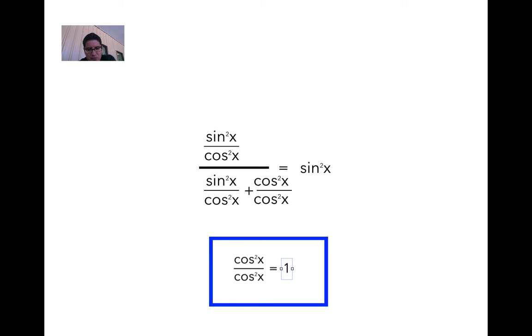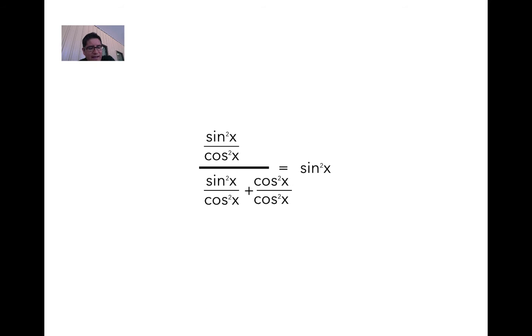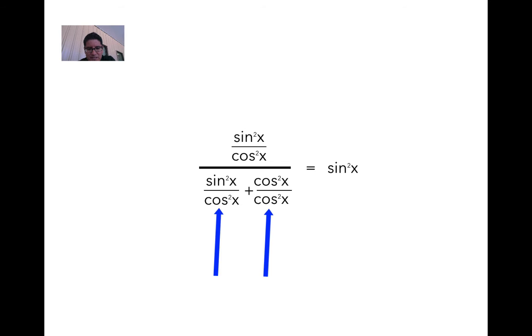Now the reason why I chose that: this still equals 1, so that's not an issue. I haven't broken any math rules by doing that, but the reason I did it is because they have the same denominator. And since they have the same denominator, I can mix these two fractions together, giving me this. Actually, here it is. See that? I have the same denominator, so now I end up with sine squared x plus cosine squared x.